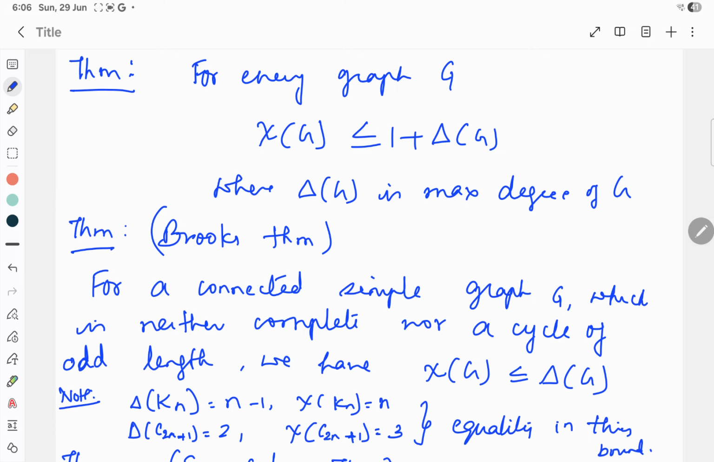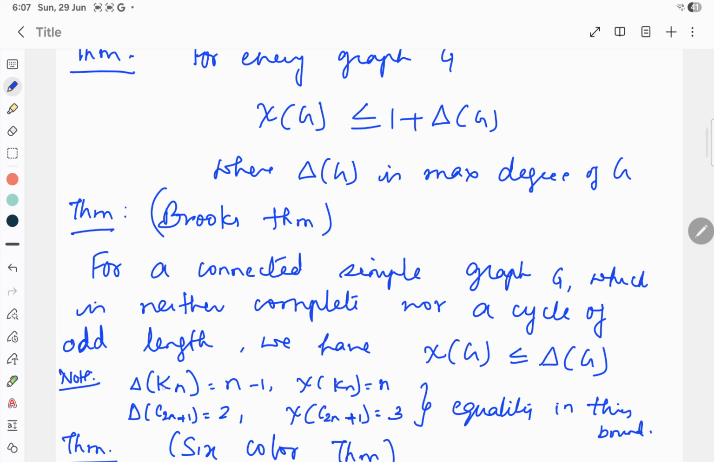Suppose you have a vertex of maximum degree. That means that many vertices are adjacent to that particular vertex, and therefore those vertices adjacent to it cannot be colored with the same color as the vertex we are considering, right? Which means the chromatic number of G should be less than or equal to the maximum degree of G.